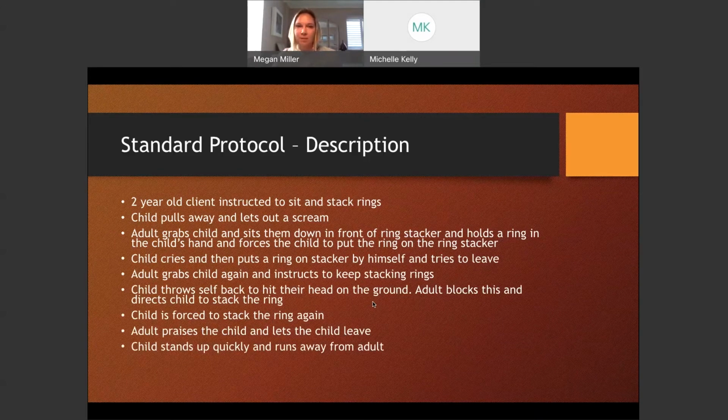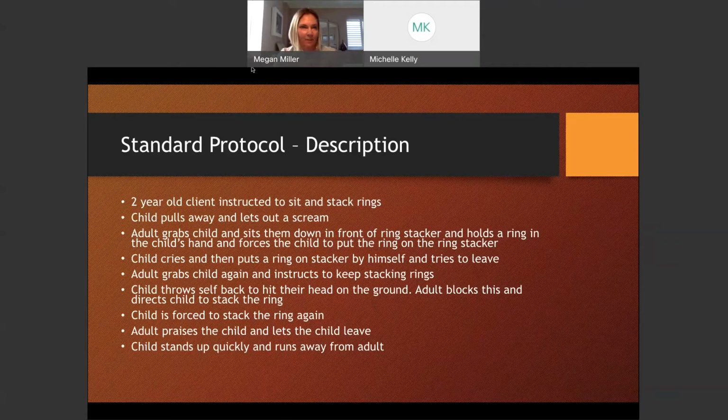So based on this description, take a few seconds and type in the chat. Just looking at this, don't think about what they're trying to teach the child. It's obvious they're trying to teach the child to play with the ring stacker. But in this chain of responses that are happening and the experience that the child is having, what is the child actually learning in this scenario? So go ahead and type in the chat what your thoughts are there.